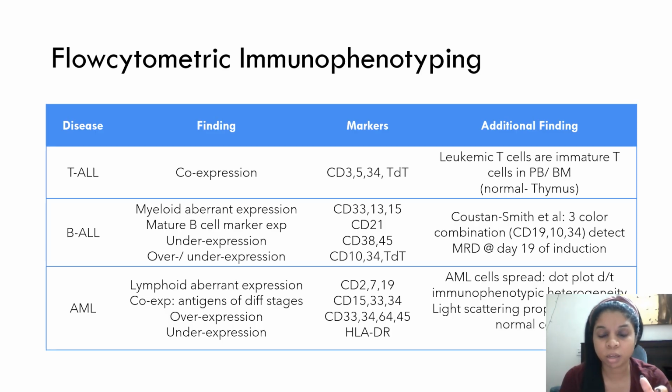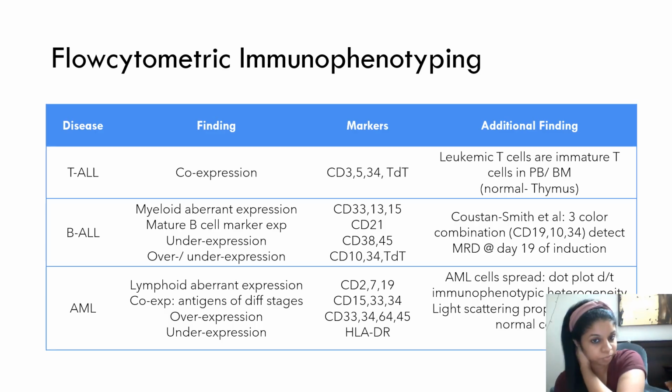So normal immature T cells should ideally be present in the thymus and very few in the peripheral blood and bone marrow. So the principle of identification of MRD is by differentiating leukemic cells from the normal counterpart. The normal immature T cells are usually not seen in peripheral blood and bone marrow, or they are very few compared to other cells. So it is easier to find leukemic T cells.